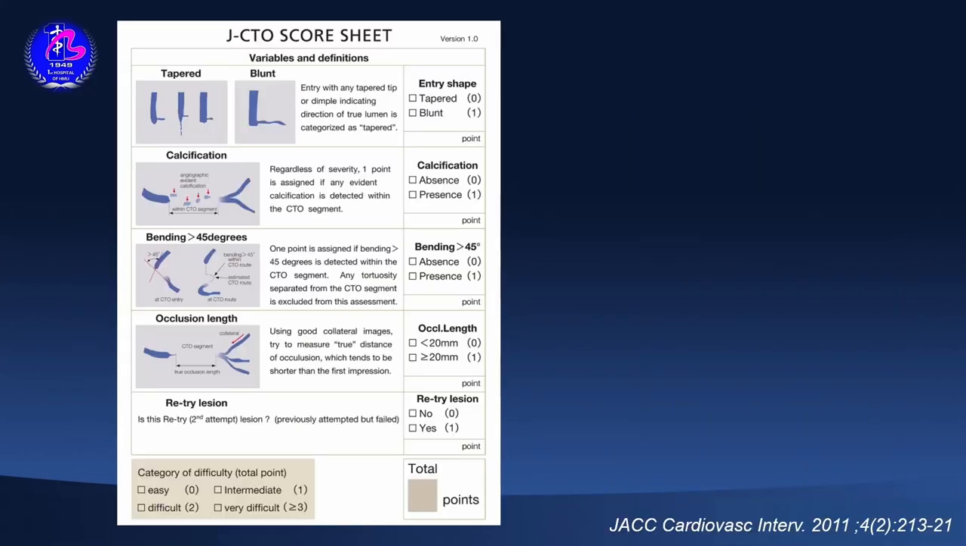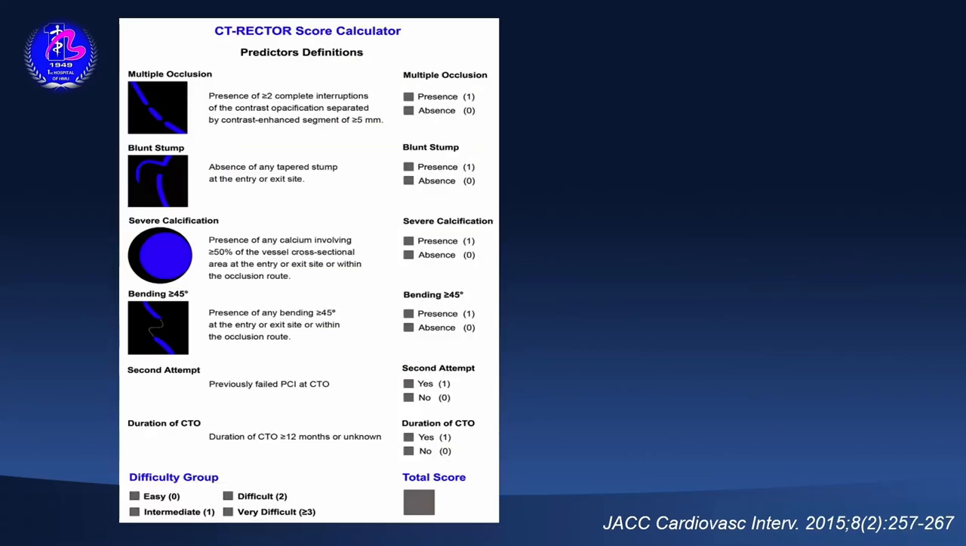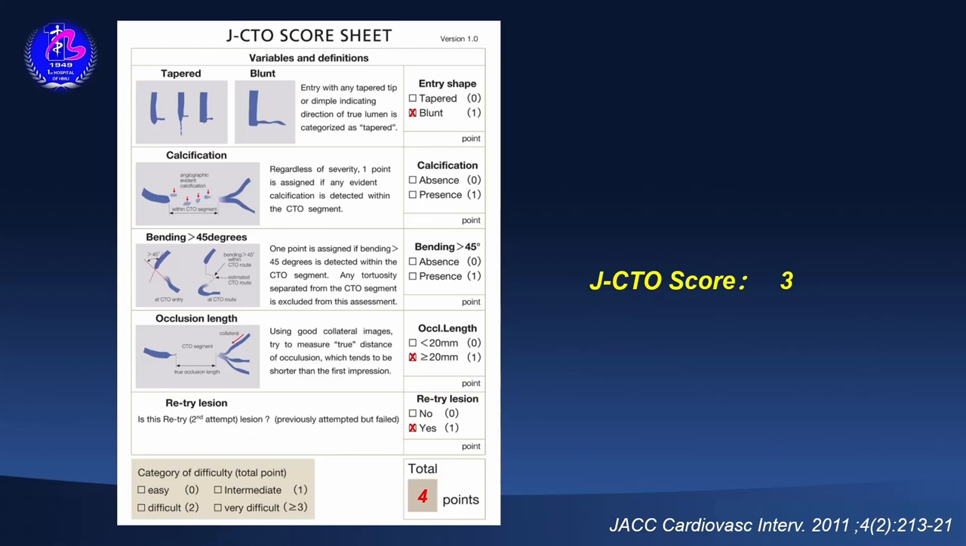So if only based on the J-CTO score, which we commonly use, next. The score should be 3. No stump. Previous one. Previous one, okay.